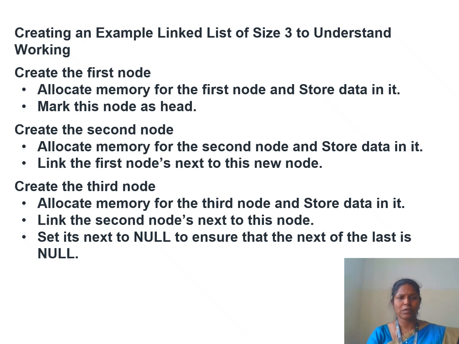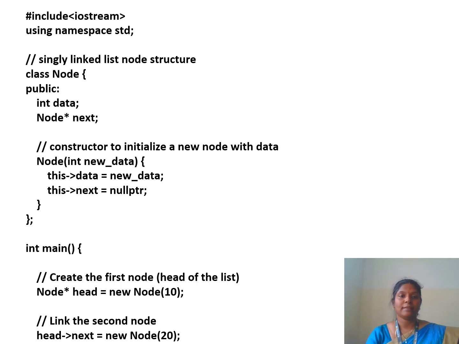Okay. Third one, create the third node. Allocate the memory for the third node, store the data in it, link the second node's next to this node, set its next to null to ensure the next of the last is null. Okay, see the example program.